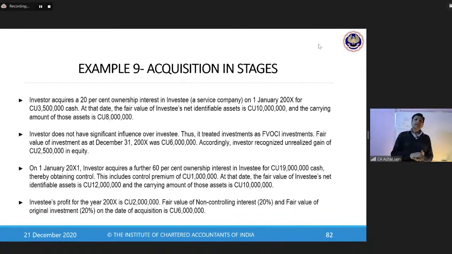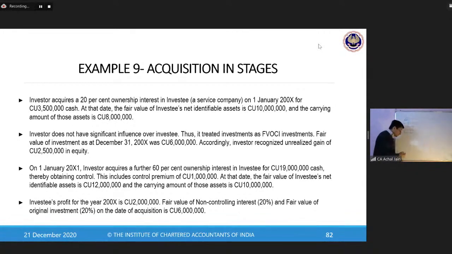Investor does not have significant influence over investee. What does it mean? That on this date, investee is not considered to be an associate. It's a normal investment. Investor treated these investments, meaning the 20% investment, as fair value through OCI. These were measured at fair value through OCI.